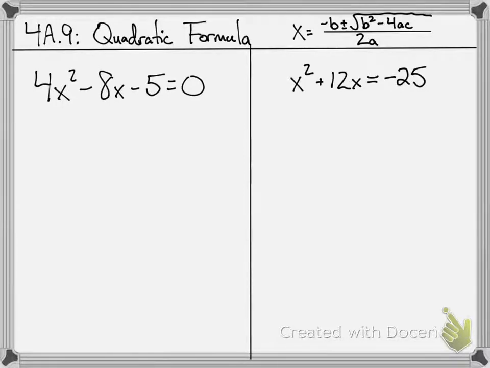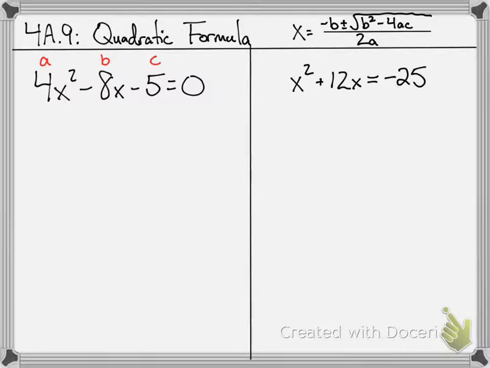In order to use the quadratic formula properly, the equations must be set equal to 0. Once they are set equal to 0, it's a matter of just identifying your a, your b, and your c terms. So the a is always with the x squared, b is always with the x, and the c is your constant. So it's the number that has no variable attached to it.